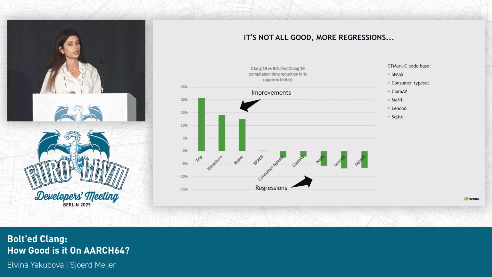So we were wondering, is it only one case with regression, or can we find more? To check it, we decided to run CTMark benchmarks, and it turned out that, yeah, we can find even more regressions. CTMark is a collection of applications for measuring compile time performance, and more than half of these benchmarks are C code based. You can see from this chart that all of the C code-based benchmarks actually have a regression of up to 6%. The results are shown for the Clang 19 version.